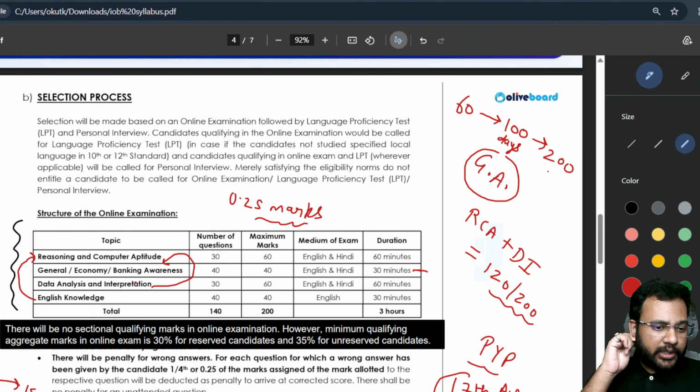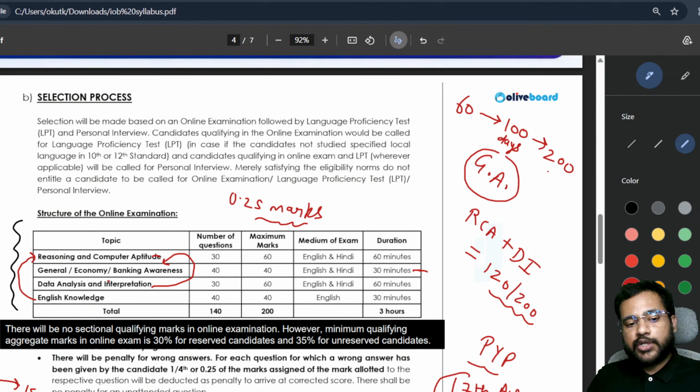As I mentioned in the last session, the English knowledge and the general awareness will be massively helpful for you, because human psychology will largely focus upon these two areas, which will give you 60 marks each. That is the DI portion and the reasoning computer aptitude portion. English knowledge and the GA portion, a lot of people are not going to ignore it. We cannot say they are going to ignore it, but it will probably be the second priority. So you have to capitalize.